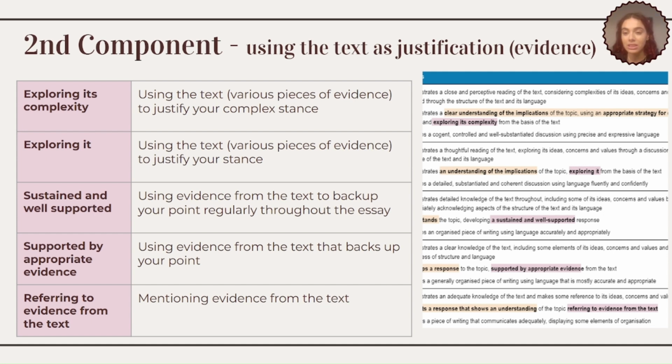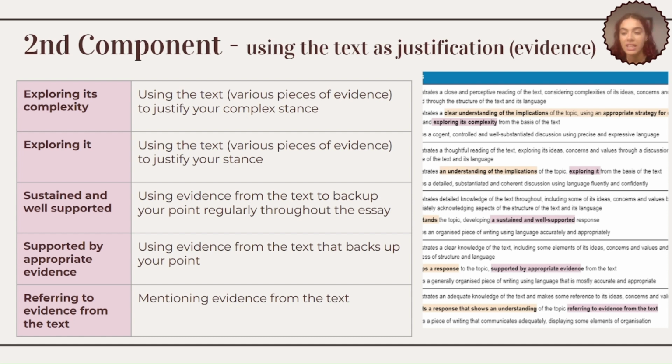Number 8, you use the text to justify your stance. So in this case, the main difference is the complexity of your stance and how much evidence you use to back that. Okay, so exploring its complexity, the stance's complexity from the text, and your stance is just being explored in level 8. Level 7. So in level 7 now, we are talking about using evidence throughout the text to back up your point throughout. You are consistently using evidence and it does back up. It's not irrelevant, it is appropriate.